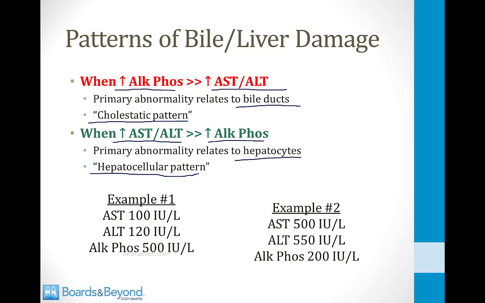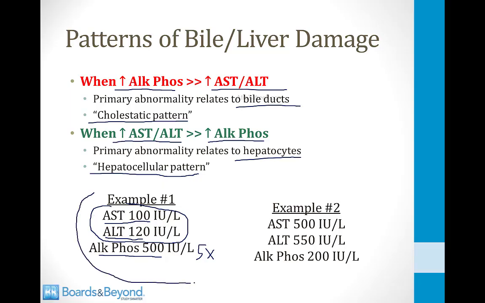So on the screen here, I've put two specific examples with actual numbers to help you understand. A normal AST and ALT is about 50, and a normal ALK-Phos is about 100. The actual normals are slightly different than that, but that's an easy way to remember it when you're looking at board questions. In example number 1, we have an AST that is 100 and an ALT that is 120. So these two values are about twice the normal level. Then we have an ALK-Phos level that is 500. So this ALK-Phos level is about 5 times the normal level. So we have a rise in ALK-Phos that is much, much greater than the rise in AST and ALT.